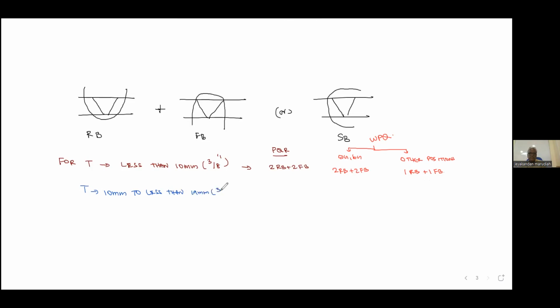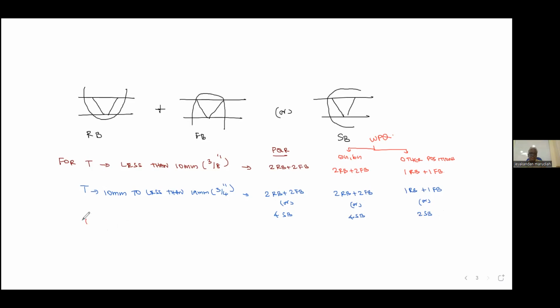So 19 mm code along with 3 by 4 inch. We have both options: two root bend plus two phase bend, or four side bend. Here also two root bend plus two phase bend or four side bend. Here one root bend plus one phase bend or two side bend. Again, I will repeat, no need to remember these things. These are open book only.